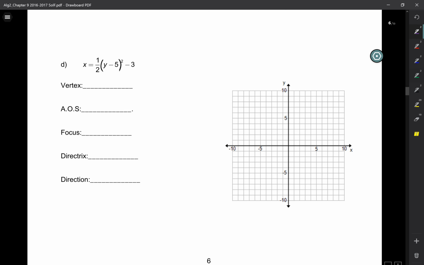Okay, so what's the vertex? 5, negative 3. Try again. Negative 3, comma 5. Because it's flipped. This number is next to the y. It's the y coordinate, so it's positive 5, and negative 3 for the x. So negative 3, comma 5 is the vertex, and it's going to open to the right.